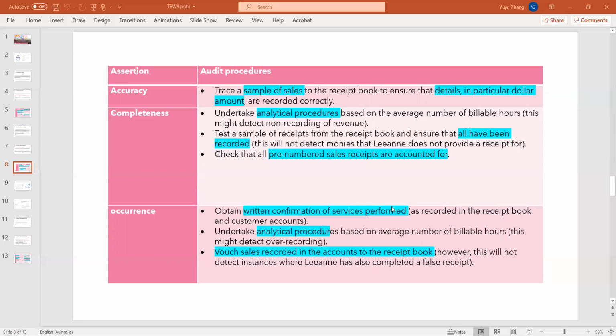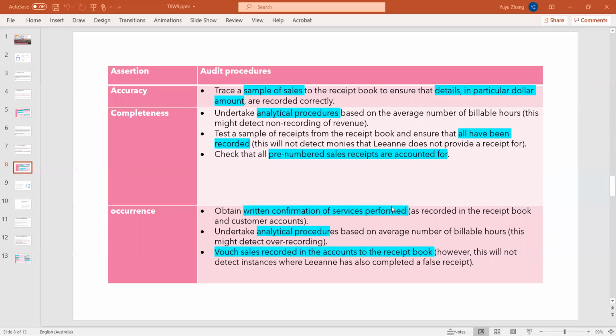For the completeness assertion, remember, we also have a special procedure, which is usually about pre-numbered documents and also sequentially accounted for. So here you just test that all the sales receipts have been pre-numbered and also sequentially accounted for.